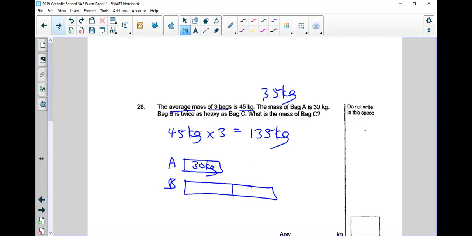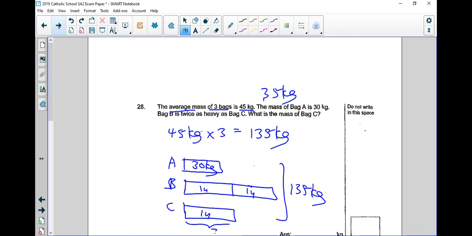Bag B is twice as heavy as bag C. And what's their total mass? Which is 135. And the boxes here, you can call it units. And what's the mass of bag C, which is the question mark. So that is how you do.